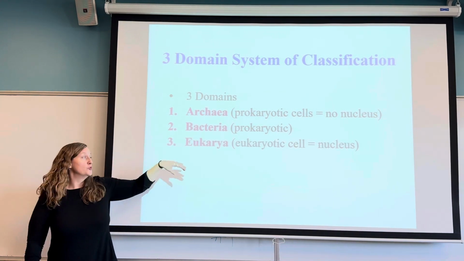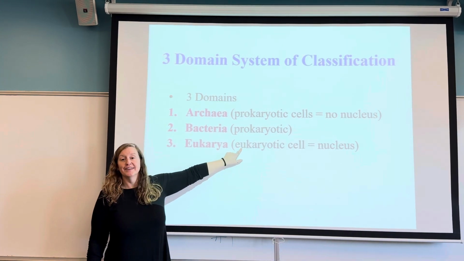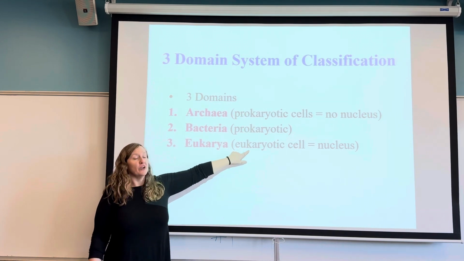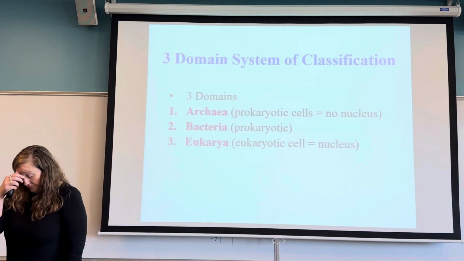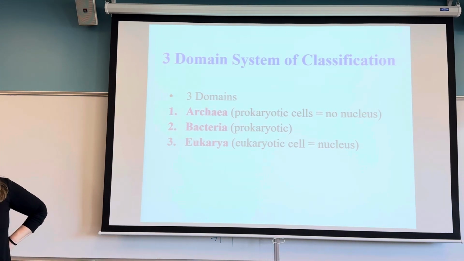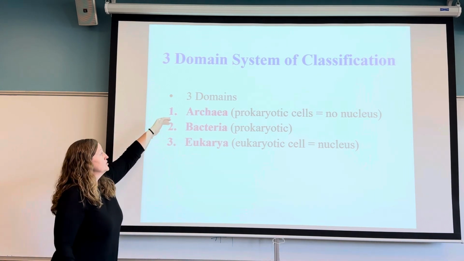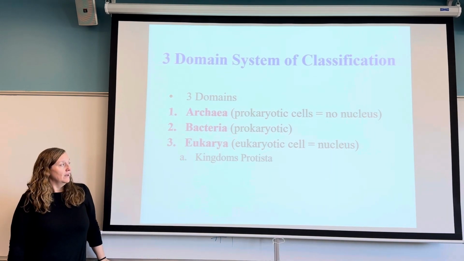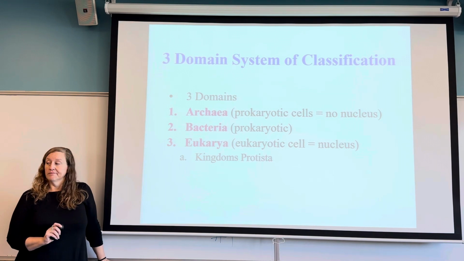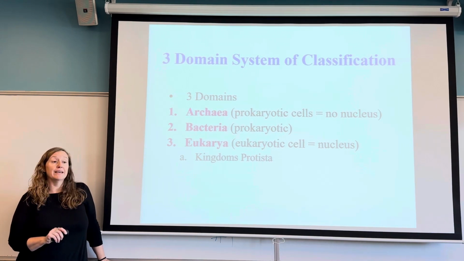Eukarya. Eu means true. Karyotic, nucleus. They have a true nucleus. So these are the most inclusive. All organisms are categorized into one of these 3 taxa. And then, as I mentioned, the Eukarya do have kingdoms.